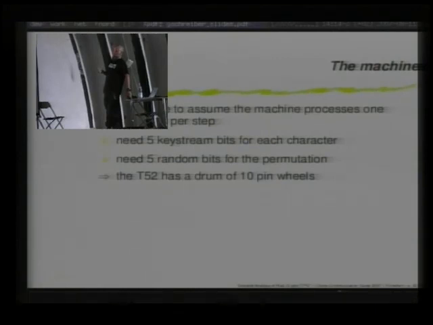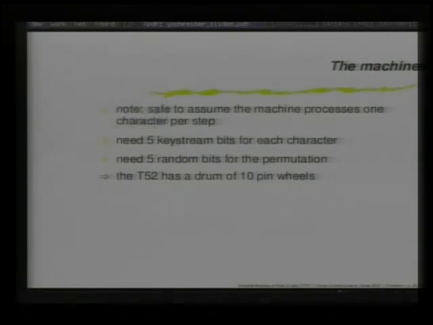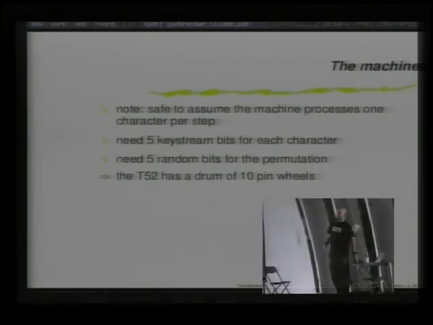Now, it has 10 pinwheels. That's what we know now, because we're pretty sure that we need 5 keystream bits for each character, and we need 5 bits for the permutation for each character, and it's safe to assume that the machine processes 1 character each cycle, because that's the way these things worked. Okay. So we'll assume that the T52 has a drum of 10 pinwheels inside that generate 5 bits for the keystream and 5 bits for the permutation.